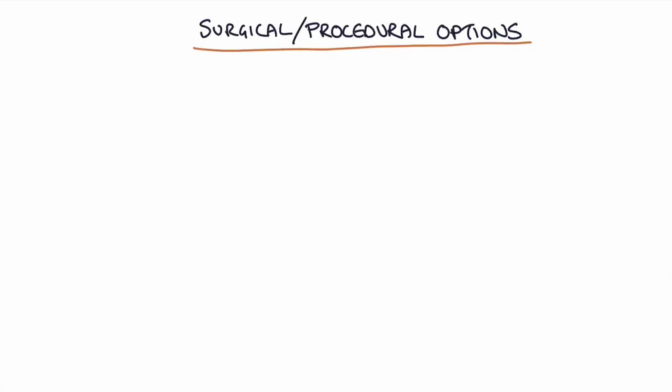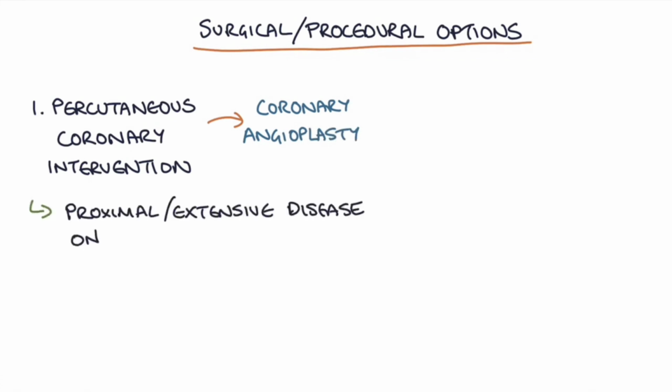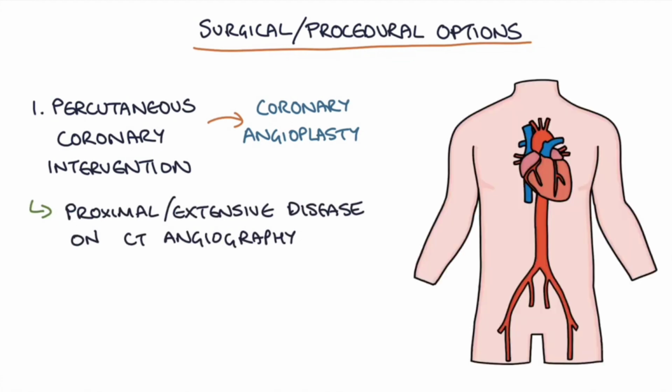So like I said, there's also some surgical and procedural options. The main procedural option is percutaneous coronary intervention with coronary angioplasty. Percutaneous coronary intervention, or PCI, is offered to patients with proximal or extensive disease on the CT angiography. This involves putting a catheter into the patient's brachial or femoral artery and then feeding that up into the coronary arteries under the guidance of an X-ray machine.